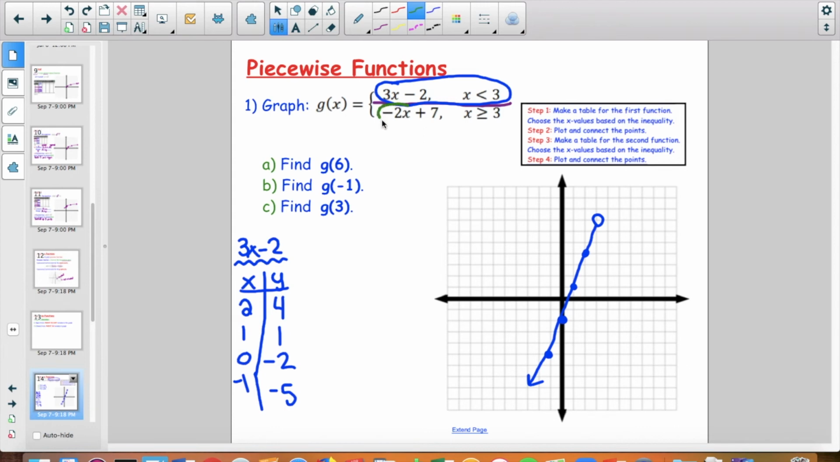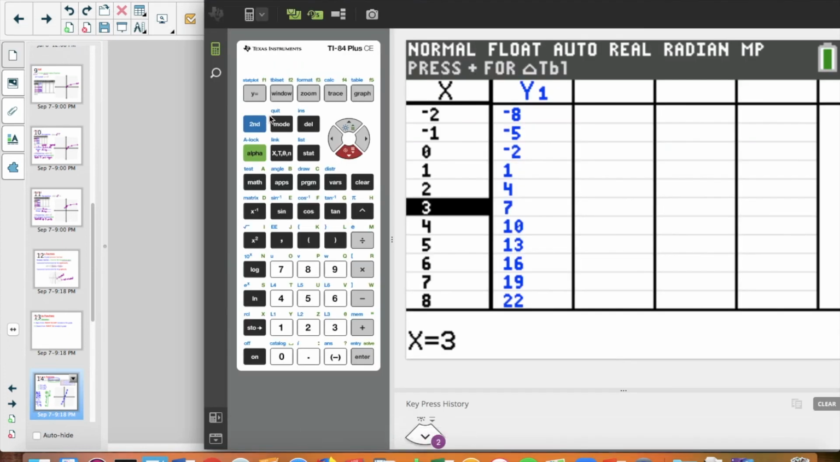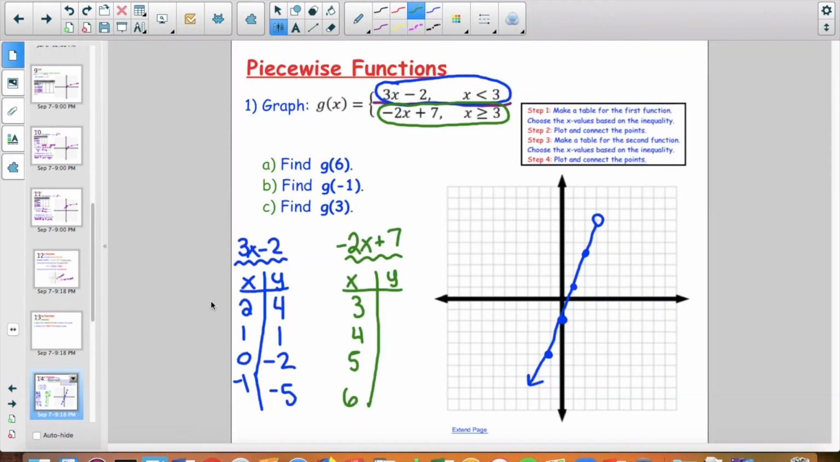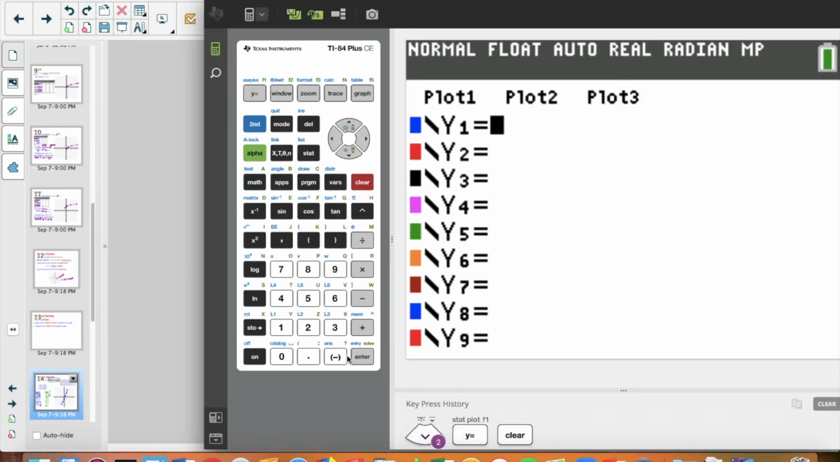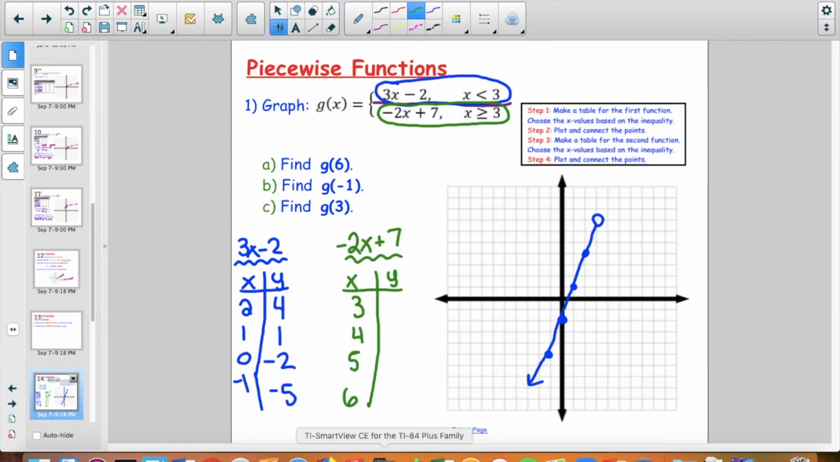Now we are going to focus on this second one, which is -2x plus 7. Now, the domain of this graph is when x is greater than or equal to 3. So that means we can start at 3. And then we get values that are greater than 3, like 4 and 5 and 6 and so on. So now we're going to get rid of this graph, and then we are going to type in our new one, -2x plus 7.